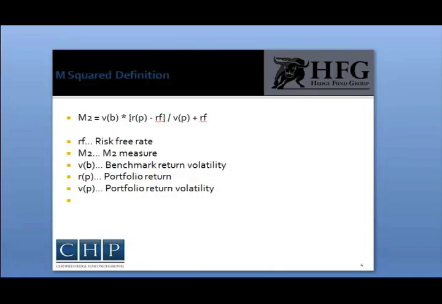In essence, for a fund with any given risk and return, the M2 measure is equivalent to the return the fund would have achieved if it had the same risk as the market index. Thus, the fund with the highest M2 measure, like the fund with the highest Sharpe ratio, would have the highest return given any level of risk.